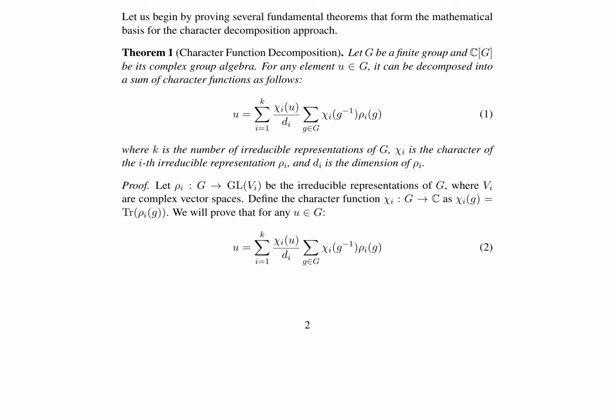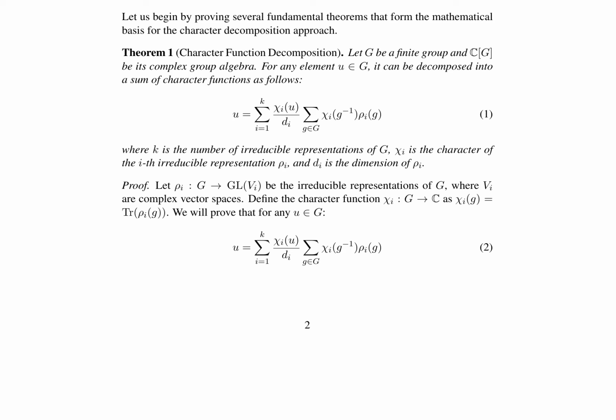The theoretical foundations of this approach are rooted in several fundamental theorems, including the character function decomposition theorem. This theorem states that for any element U in a finite group G, it can be decomposed into a sum of character functions as follows. U equals the sum from i equals 1 to k of chi_i(U) d_i over the order of G times the sum over g in G of chi_i(g^-1) rho_i(g), where k is the number of irreducible representations of G, chi_i is the character of the ith irreducible representation rho_i, and d_i is the dimension of rho_i.